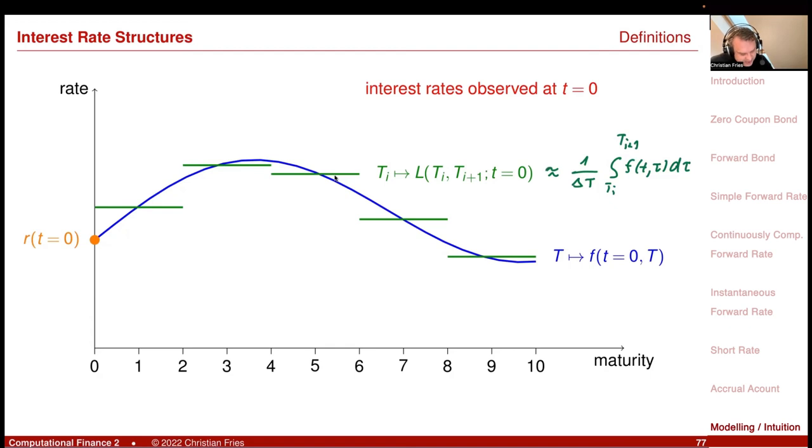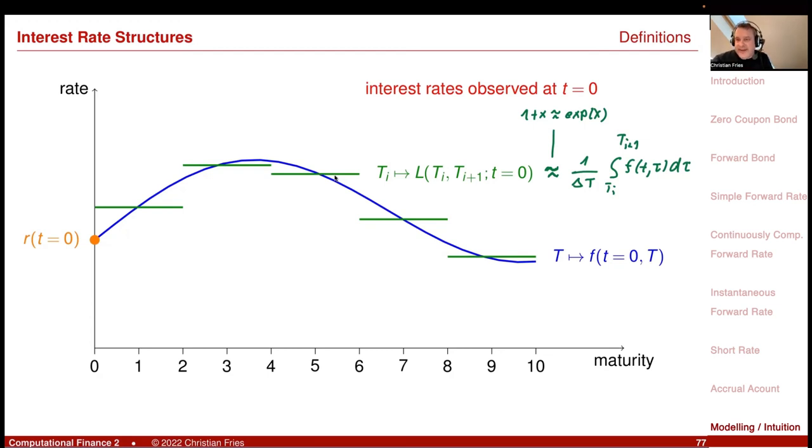Yeah. So this is only approximate because actually it's 1 plus x on the left-hand side and it's exponential x on the right-hand side, but you know that exponential x is approximately 1 plus x. So you see that the L's are somewhat like averages. And the short rate is just the single starting point.